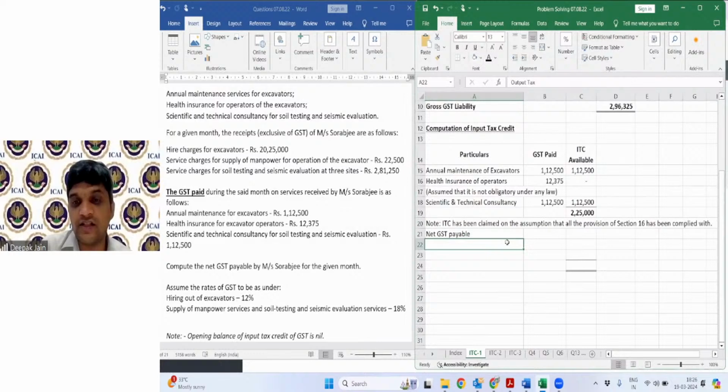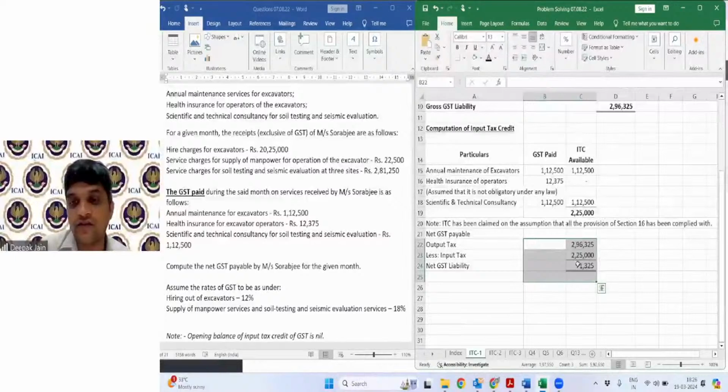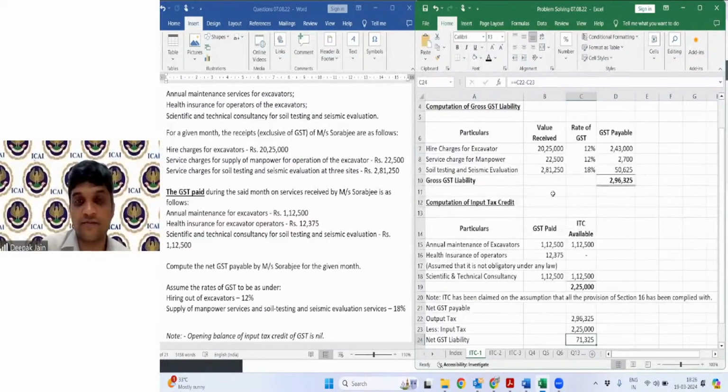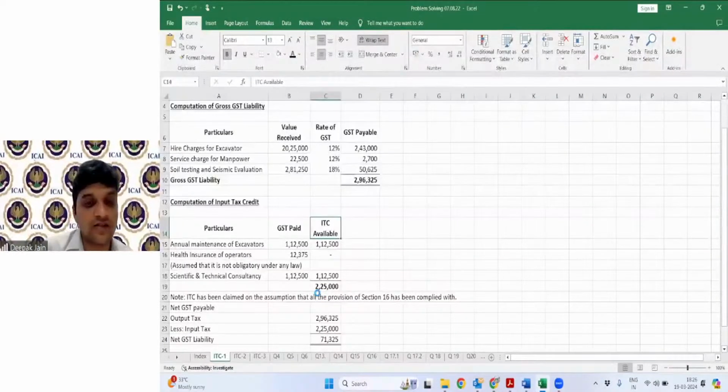My net GST liability will be what? My output tax minus input tax. Output tax is 296,325 and my input tax is 225,000 rupees. So GST payable is 71,325. Okay. So this is the answer for the question.